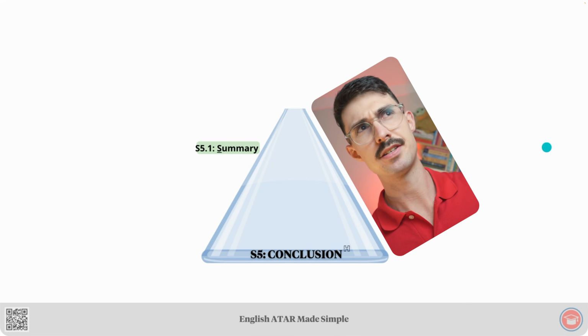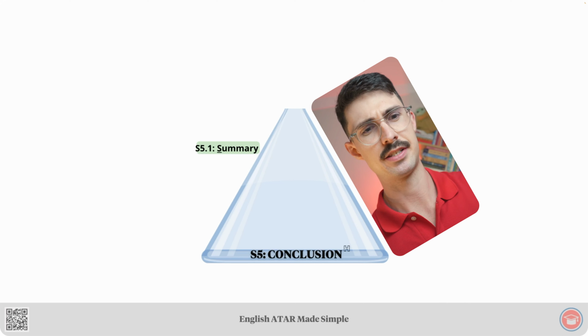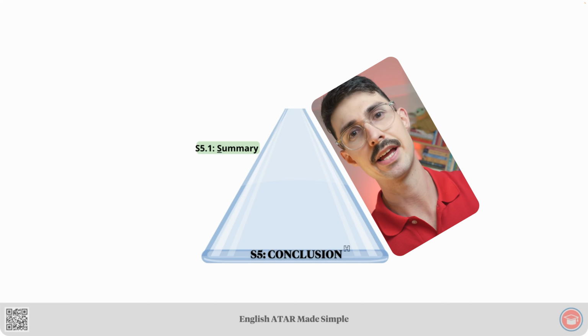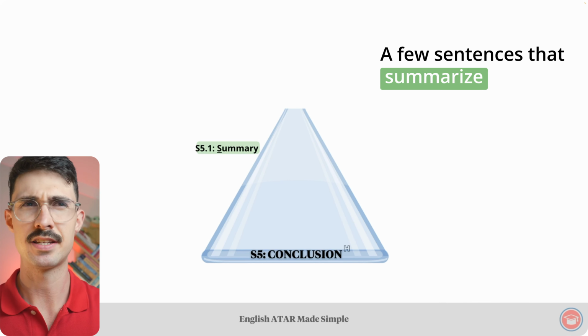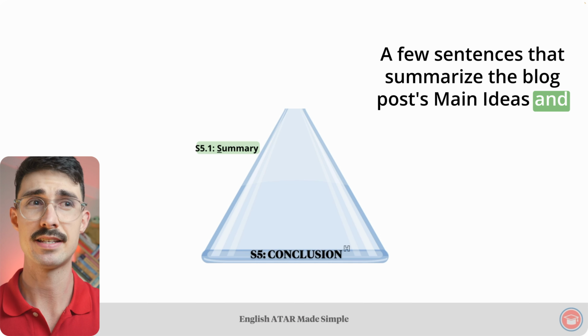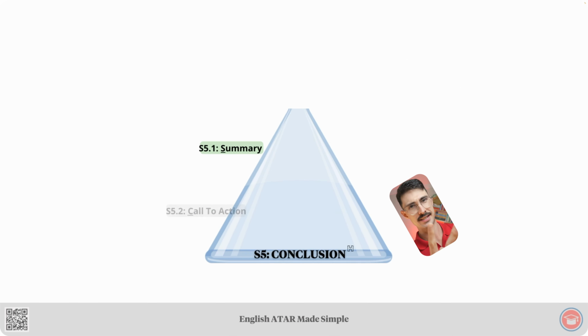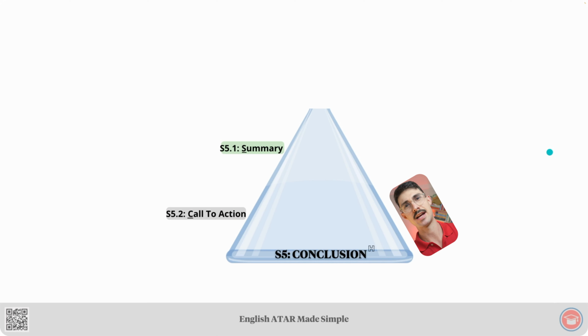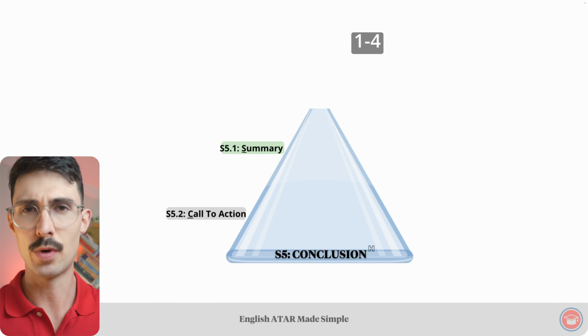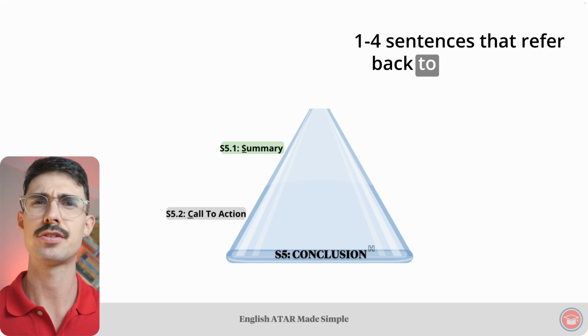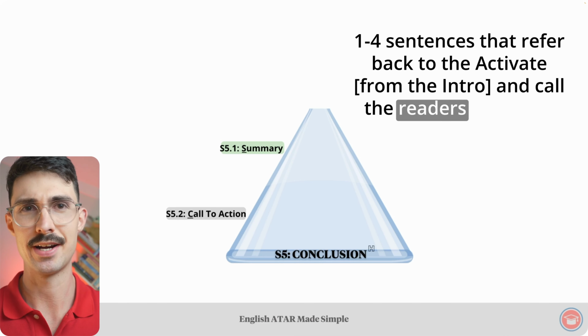Firstly, you summarize the content of your blog post with section 5.1, the summary element. This is a few sentences that summarize the blog post's main ideas and a few key takeaways. The second thing you do is call the readers to action through section 5.2, the call to action. This is 1 to 4 sentences that refer back to the activate and call the readers to action.